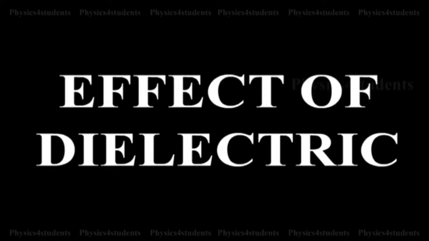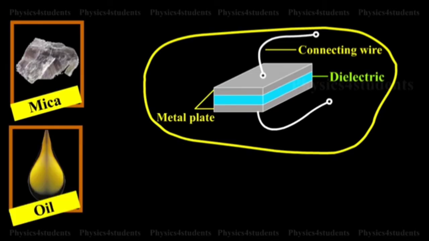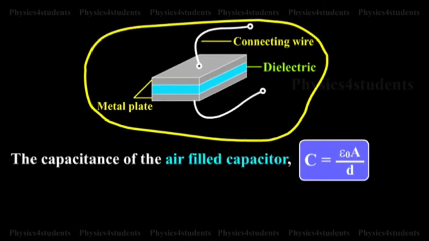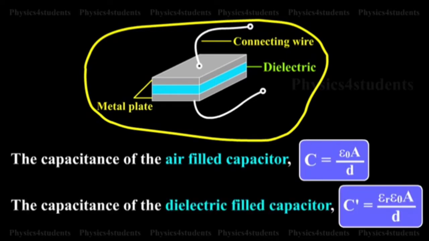Effect of electric field. In the capacitor, the region between the plates is filled with dielectric materials like mica and oil. The capacitance of the air-filled capacitor C is equal to epsilon naught A by d. That is, the capacitance of the dielectric-filled capacitor C dash is equal to epsilon naught epsilon r A by d.